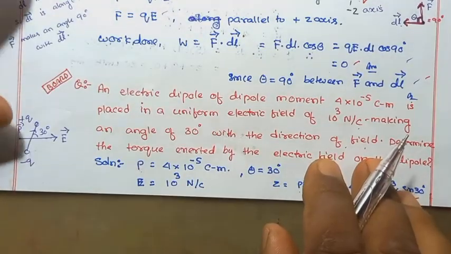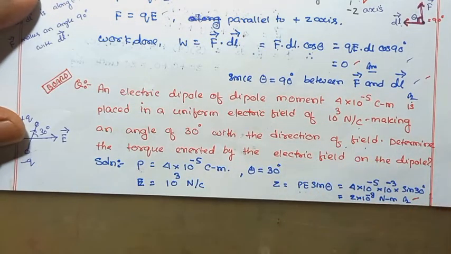That question is: an electric dipole of dipole moment 4 into 10 power minus 5 coulomb meter is placed in a uniform electric field of 10 power 3 Newton per coulomb, making an angle 30 degrees with the direction of the field. Determine the torque exerted by the electric field on the dipole.